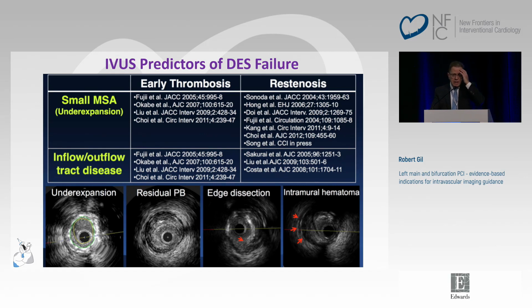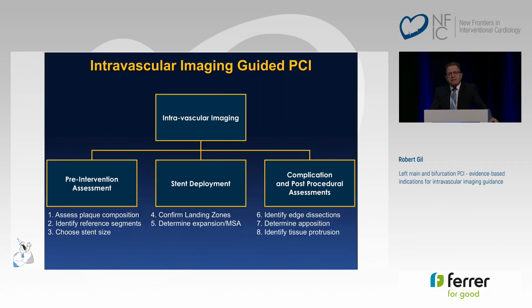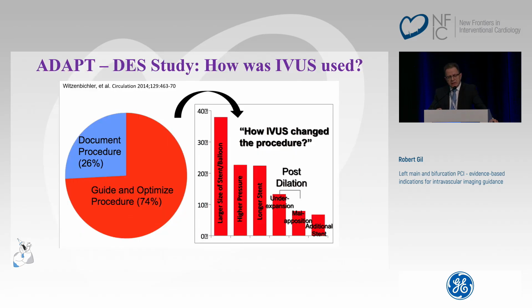We know also that with the help of this technique, we are able to collect predictors of drug-eluting stent failures: underexpansion, early thrombosis or restenosis. We know it quite well. This technique can be used pre, during, and after the percutaneous intervention, which means in every step of the procedure we should extract information just to be sure and to optimize our next steps.